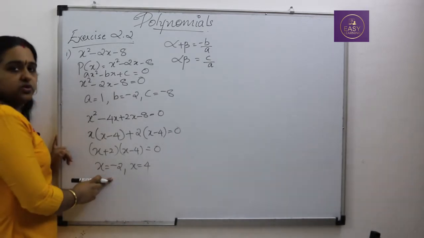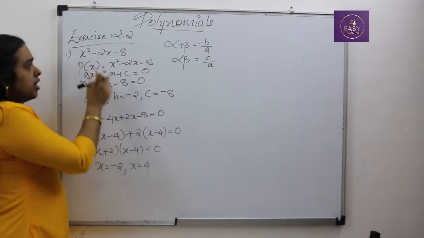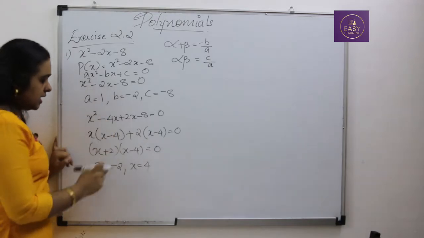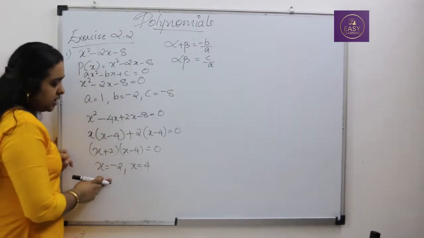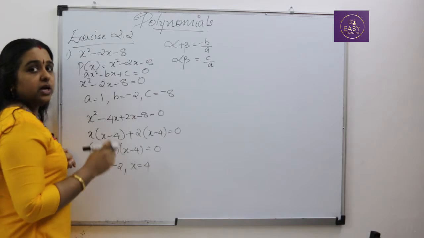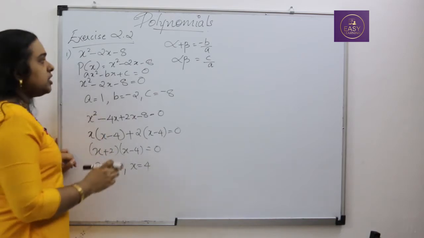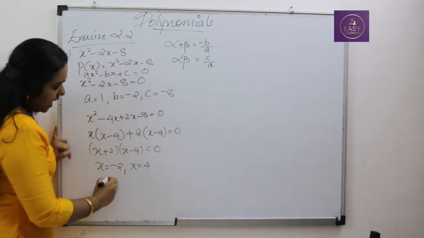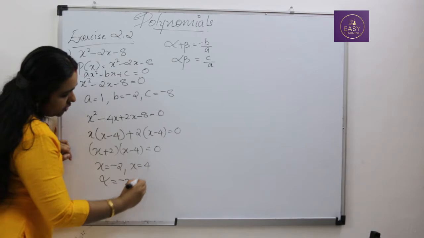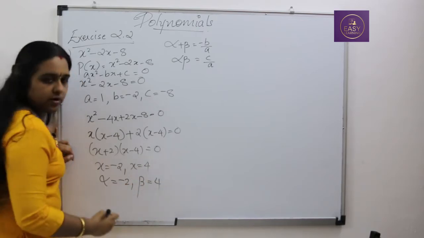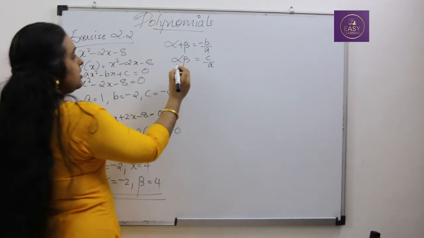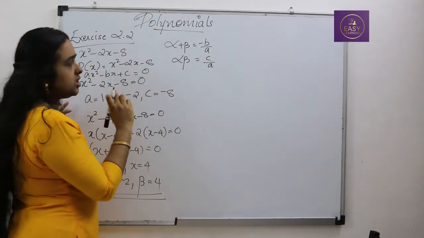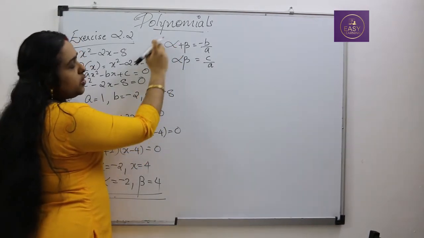So we got the two values of x at which our p of x will become 0. That is x equals minus 2 and x equals 4. That means x equals minus 2 and x equals 4 are the zeros of this polynomial, or alpha equals minus 2 and beta equals 4. Is this clear? Okay. Next step is we need to check the relationship between the zeros of the polynomial and coefficient.